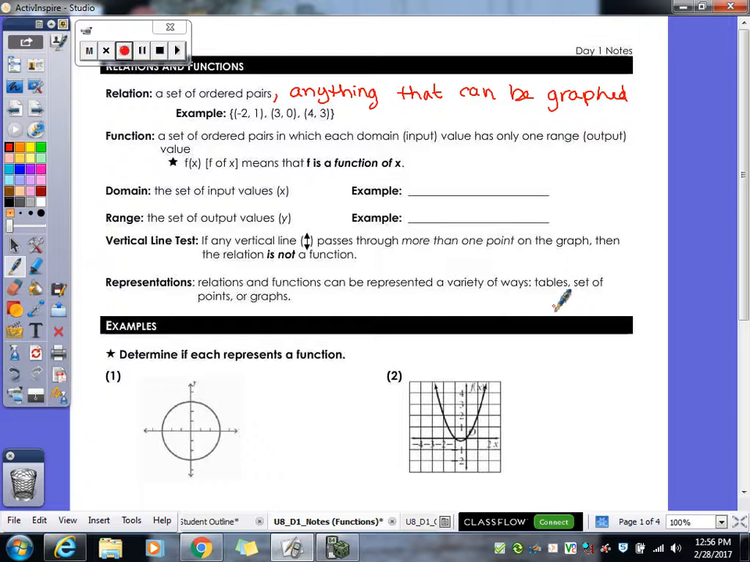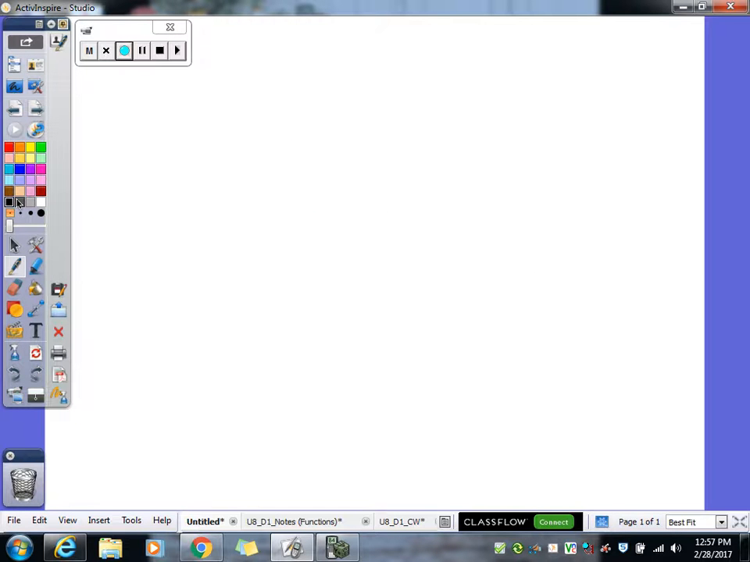So our example we gave to you here are the points (-2, 1), (3, 0), (4, 3). That would be a relation because it's a collection of some points. Let's see here. So as another example, as I said, anything that you can graph. So if I have a graph here, I could just have a series of points like that. That's a relation because I can graph those points.